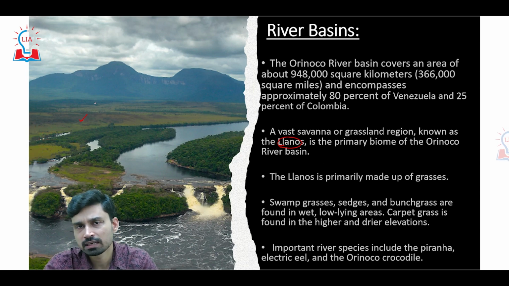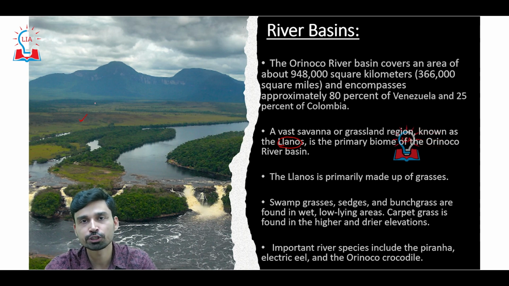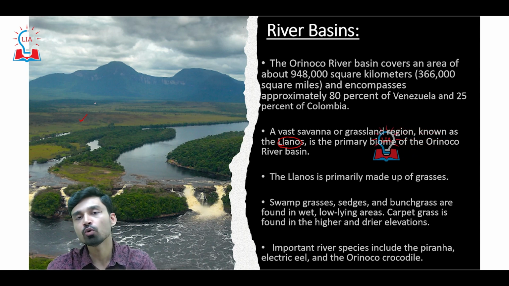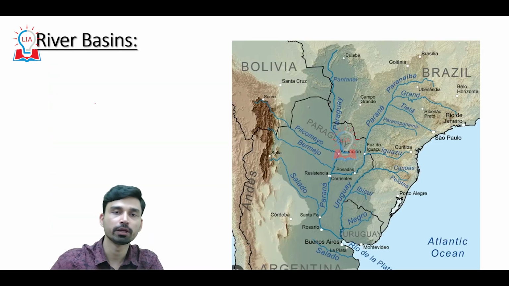And because of these grasses that are available throughout the year, and due to the flow of water through this particular area, a lot of important river species, including the piranha, which is a very dangerous fish, the electric eel, and the Orinoco crocodiles, which can grow as long as 6 meters, can also be found here.